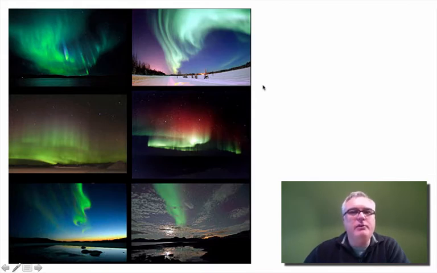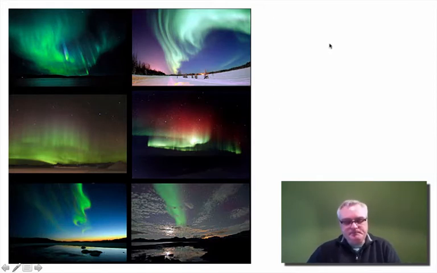These are static images, but there are great videos on YouTube, and I've put some of them on the website of the auroras, and they really do kind of shimmer and move around. There's a fantastic one that was shot from the International Space Station. So you get a view of the aurora from above, which is not what you usually see.